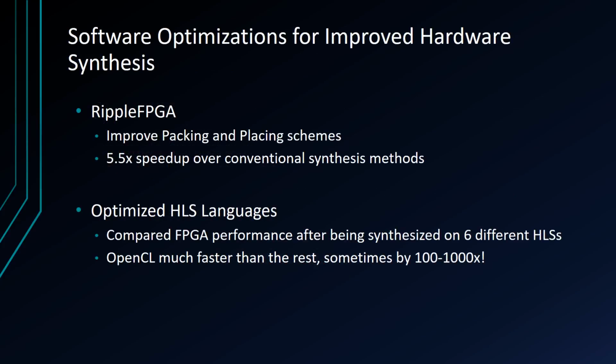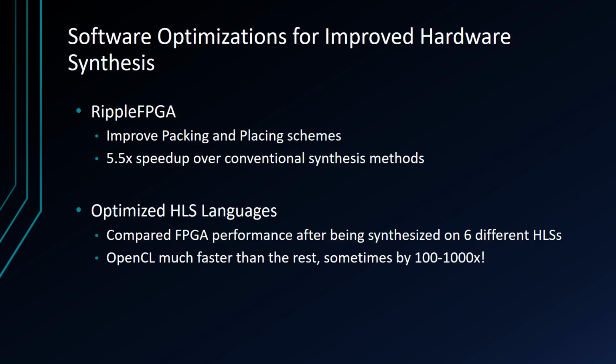And next in optimization, I looked at the software side, specifically optimizing software to improve hardware synthesis for the FPGA. One thing I looked at was an improved packing and placing scheme called Ripple FPGA, where the packing and placement of core logic blocks during hardware synthesis was done at the same time instead of in two steps, which is conventional today. By doing those at the same time, they managed to achieve a 5.5 times speedup over conventional synthesis methods. The idea being that by doing them at the same time, one optimizes the other and allows you to pack and place more optimally.